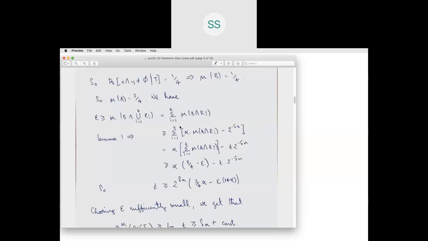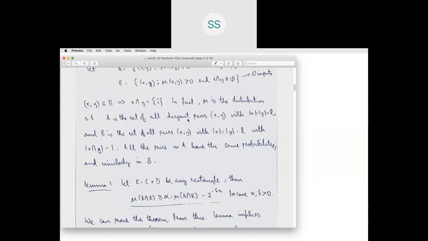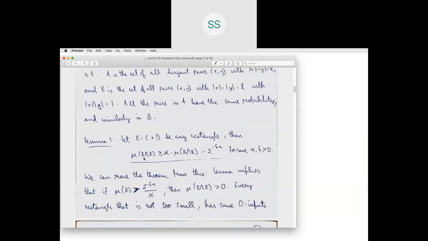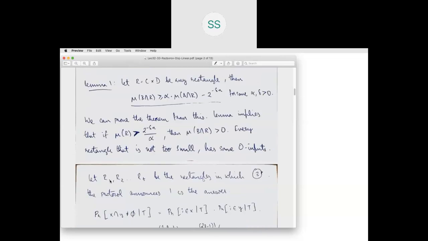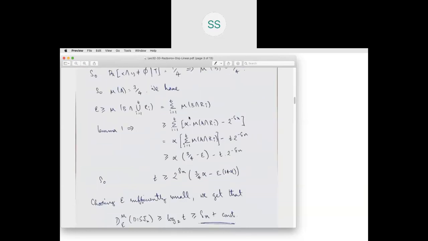Okay, and now we have the condition of the lemma, right? Recall we are using the lemma to prove the theorem. So we have the assumption that for any rectangle R, the measure of 0 inputs is at least alpha times the measure of 1 inputs minus this. And certainly the 1 rectangles of the protocol have to abide by this. This is true for any rectangle. So we can write it as alpha times the measure of A intersection Ri minus this. And the second term here is not dependent on i, so we can just write T times that. And alpha could be taken out of the first term, so you just have the summation.